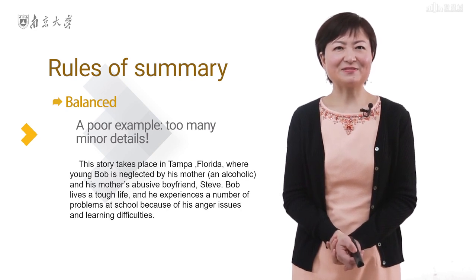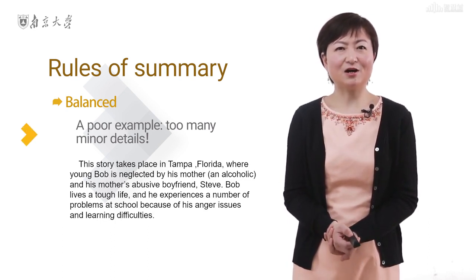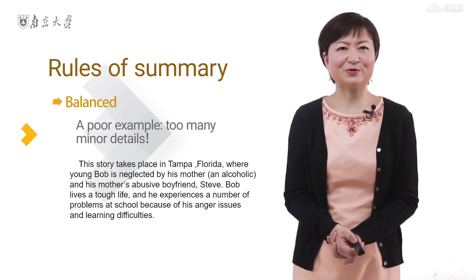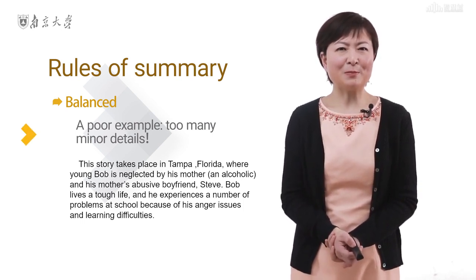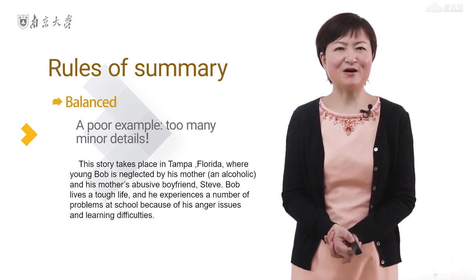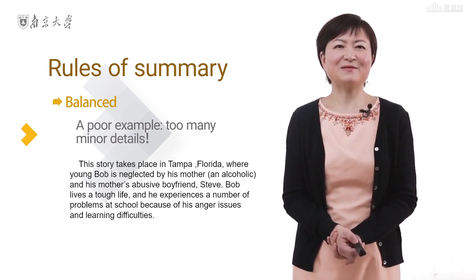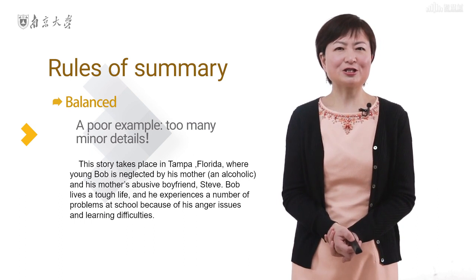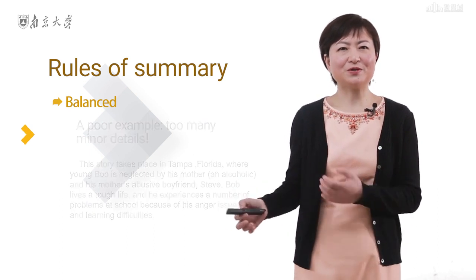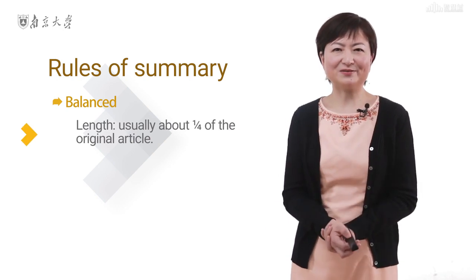This story takes place in Tampa, Florida, while young Bob is neglected by his mother, an alcoholic, and his mother's abusive boyfriend, Steve. Bob lives in a tough life, and he experiences a number of problems at school because of his anger issues and learning difficulties. This is not a good summary because a summary should not be as long as the original. Generally, it's about only 1/4 of the original article.